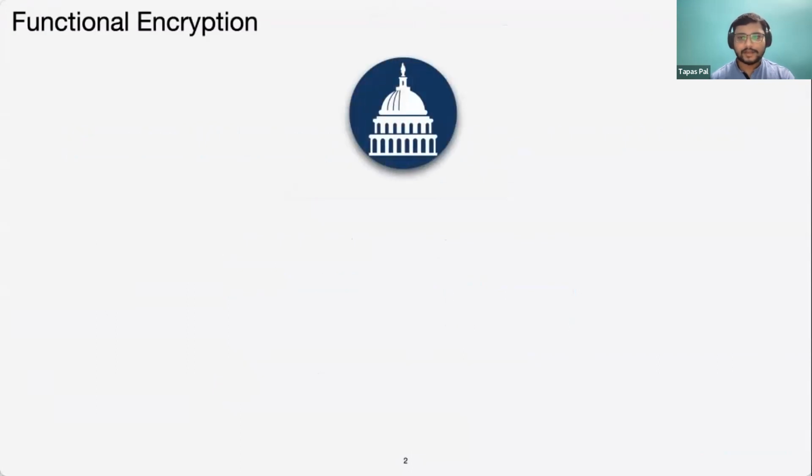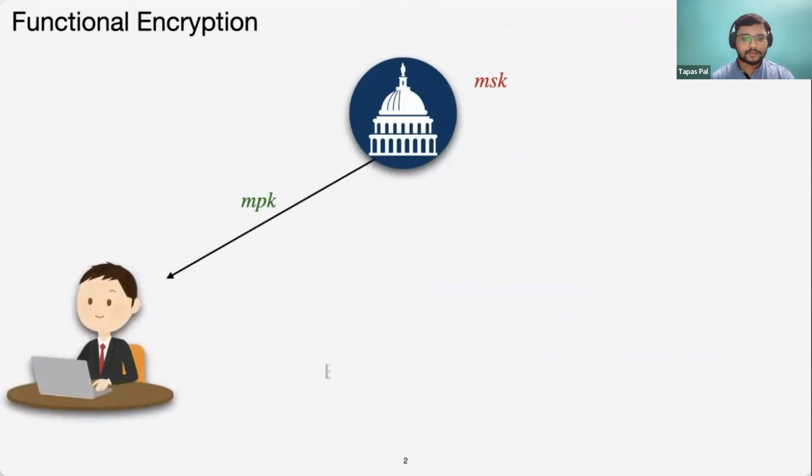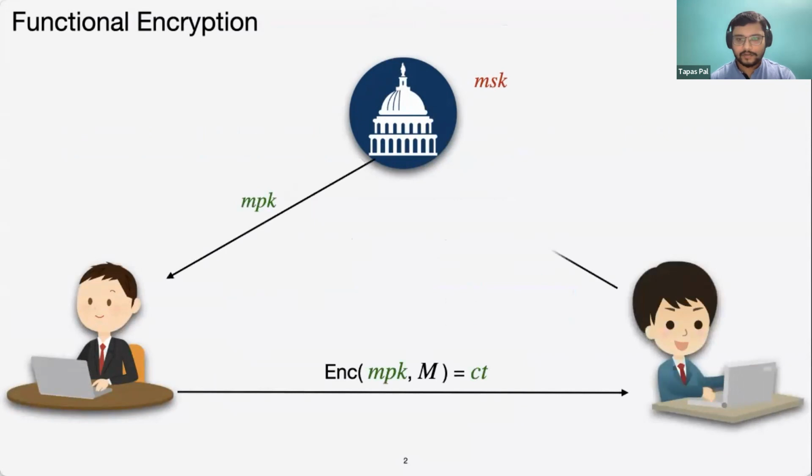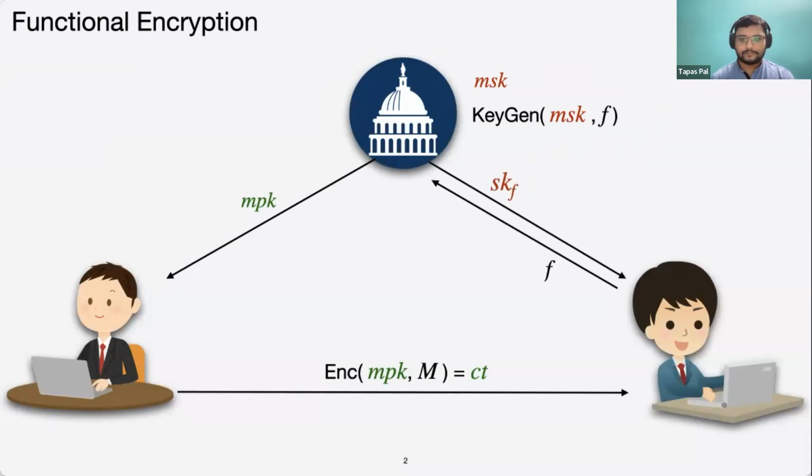So in functional encryption, there is a setup authority who generates a master secret key and a master public key. Using the master public key, one can encrypt a message M and compute the ciphertext CT. Now a decryptor who wants to decrypt the ciphertext CT queries for a functional secret key corresponding to a function F. The central authority will compute a secret key SK_F using the master secret key and give this to the decryptor, so that the decryptor can decrypt the ciphertext CT and learn a function of the message and nothing else.